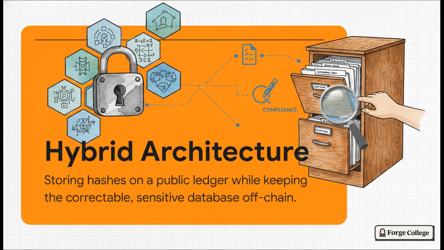Well, this is exactly why a hybrid architecture is often the smartest, most pragmatic choice you can make. By storing cryptographic proofs, like hashes, on a public ledger, you get all that public verifiability of an archive. But by keeping the actual sensitive, readable database off-chain, you maintain the operational flexibility of the filing cabinet. It gives you tamper-evident proof without sacrificing your ability to legally fix a typo or comply with privacy laws. It really is the best of both worlds.